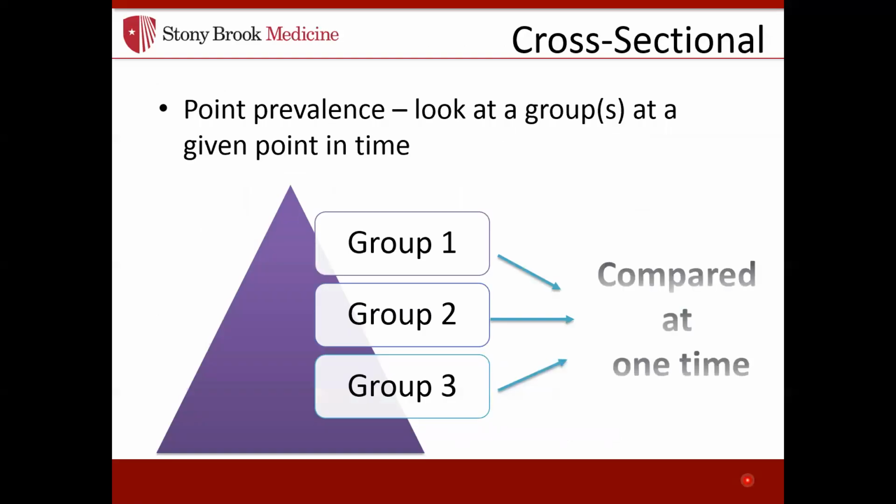Cross-sectional studies are point prevalence studies. It looks at a group or multiple groups over a given point in time. So this comparison is done at a single point in time. There is no before or after analysis that you may see with other studies, such as an intervention group.